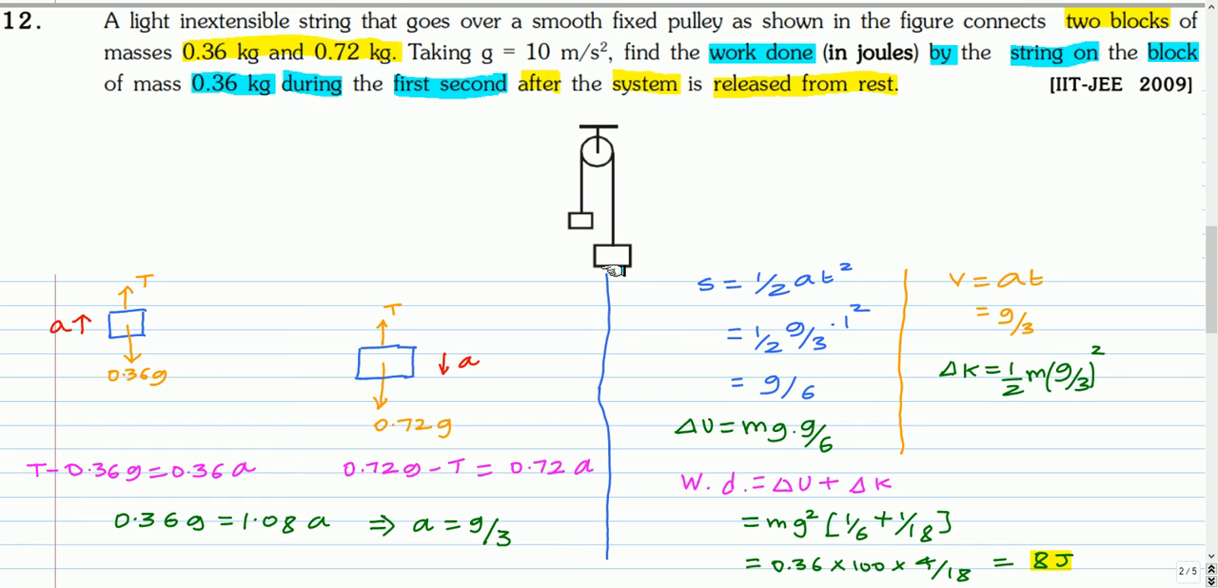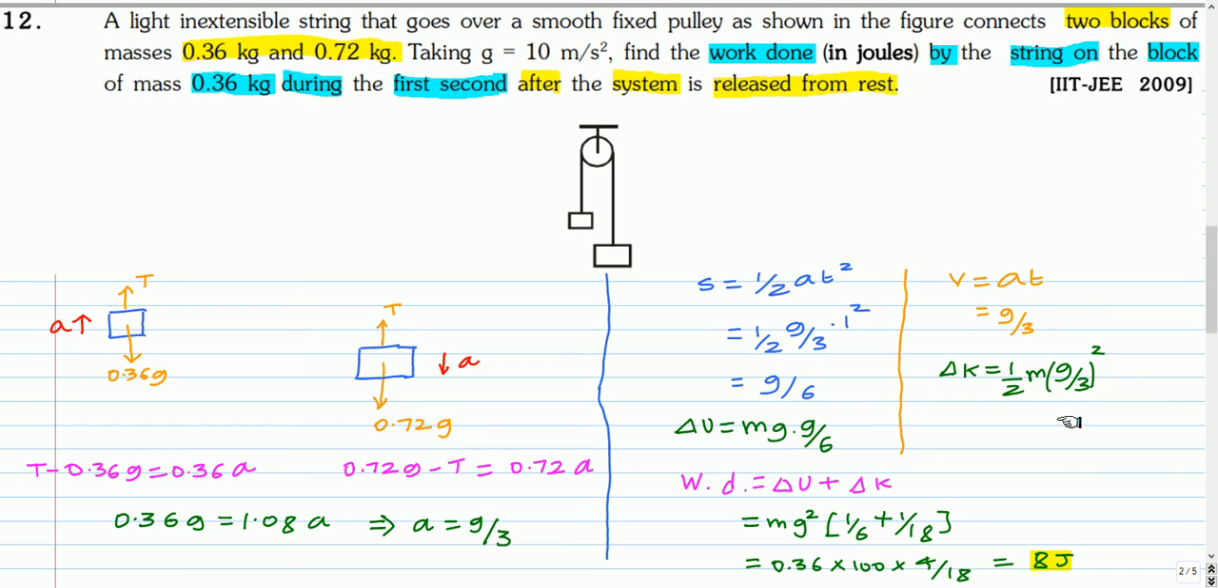In 1 second, this 0.36 kg will move up by a distance given by ut plus half at square. u is 0, so it's just half at square, and a has been found as g by 3. Using that, we get the displacement as g by 6. So the gain in gravitational potential energy of this smaller mass is mg into g by 6. And the velocity which it attains at the end of 1 second is v equal to u plus at, and u is 0, so it's just at, where a is g by 3 and t is 1 second.